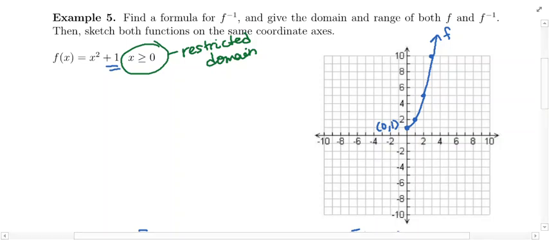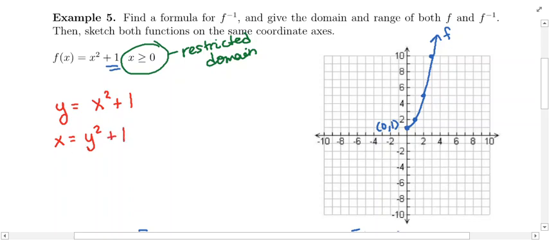So let's follow our steps. We're going to go back to our original function. We're going to replace f of x with y. That's going to equal x squared plus 1. Now I'm going to switch x and y, so we're going to get x equals y squared plus 1. Now we're going to solve this for y.